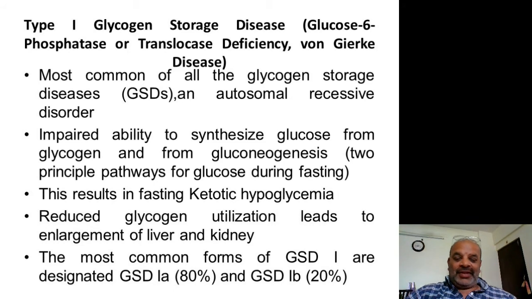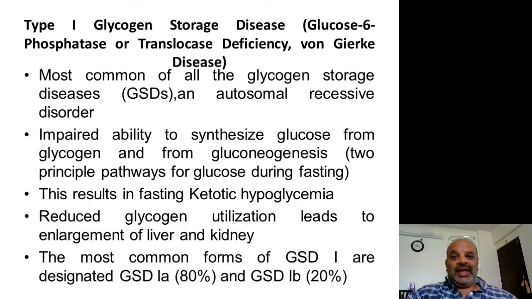What happens in this condition is you have an impaired ability to synthesize glucose from glycogen and also from gluconeogenesis. So these are basically the two major pathways that you see when you look at the synthesis of glucose. Either you make it from glycogen or you do gluconeogenesis, that is making glucose from non-carbohydrate sources.